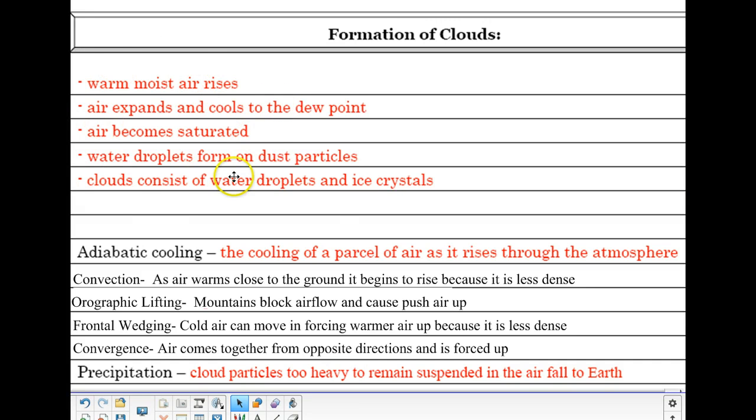This is really important. You've got to know what causes these clouds to form and the effects, what causes the air to be pushed up and have this adiabatic cooling. These four are really key as well. So this is super important, and we'll talk more about these in class.